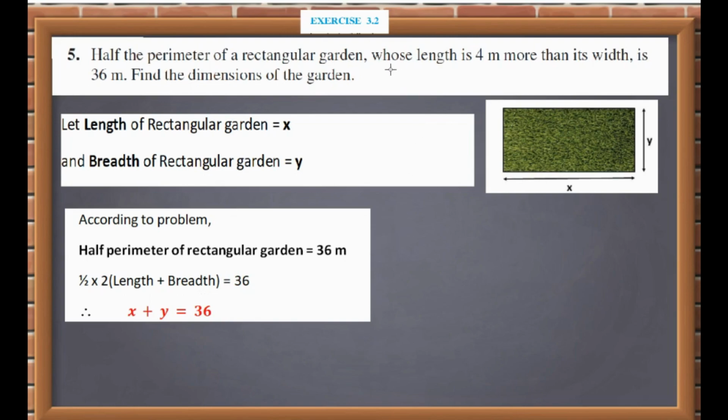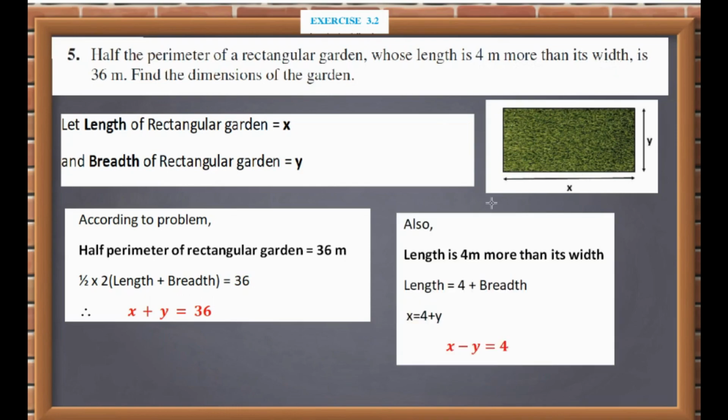There is one more condition in this question. Length is 4 more than its width. Width means nothing but breadth. So length is 4 more than its width. So length is equal to, 'is' means equal to, 'more' means plus. So length is 4 plus breadth, which is nothing but x is equal to 4 plus y. The reason is I have assumed length as x and breadth as y. So when plus y moves to the other side it will become minus y. So x minus y is equal to 4.